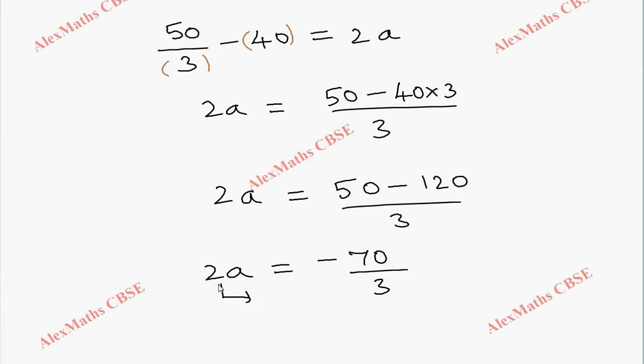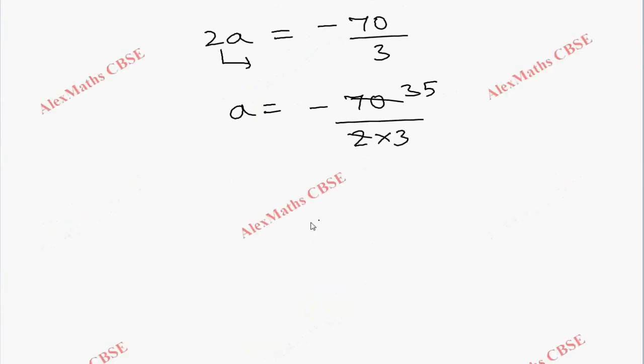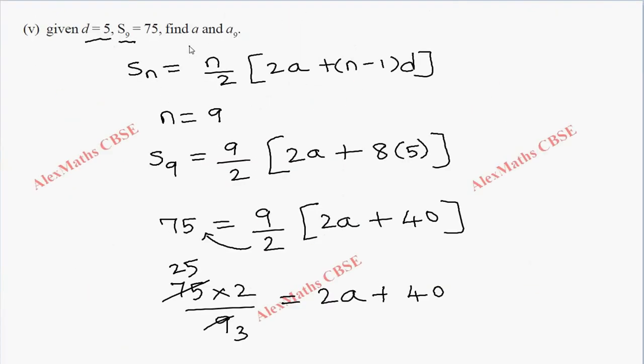This A will be written here and this 2 will be taken to the other side denominator. So A is minus 70 by 2 into 3. You can cancel this 35 times. So we got the value of A, which is minus 35 by 3. So the question they have given, find A9. We got A, and we need A9.